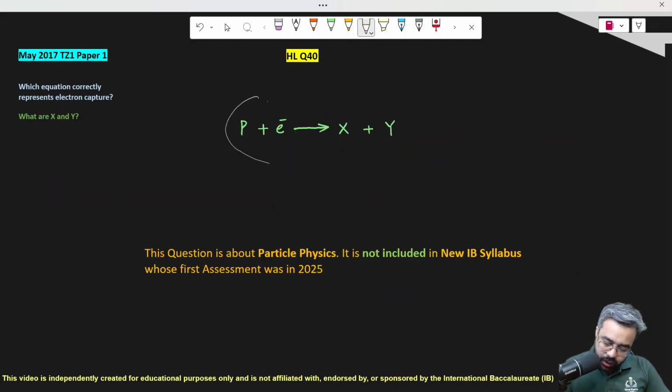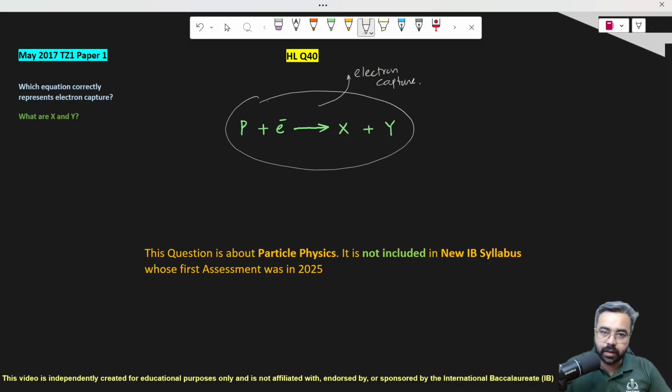Hi, this question is about electron capture, which seems to be included in our new syllabus, but why is it not? Because it is about particle physics. For particles like leptons and muons, you have to have knowledge about them, and it's not included in our syllabus, so you can skip this.